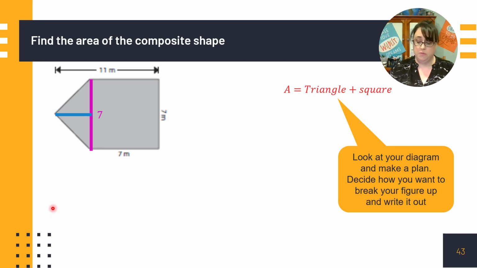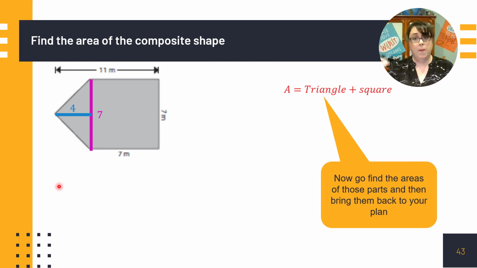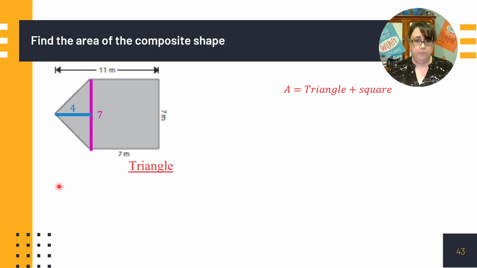That is a subtraction problem. So that means that 4 would be left. 11 minus 7 is 4. So this length right here would be 4. So now that we have all of our missing pieces, we can go ahead and do the problem. Let's go find our parts and then bring them back.